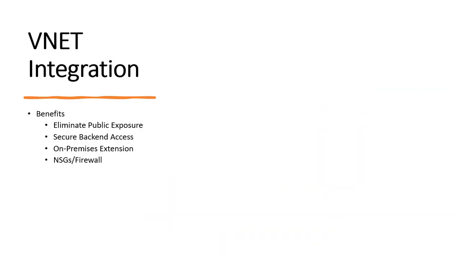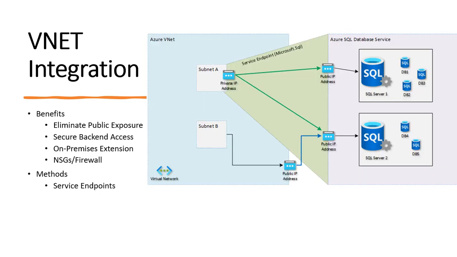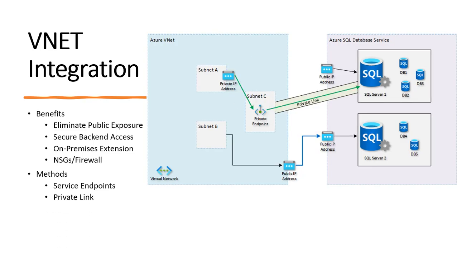Taking a look at the methods there, I talked about a few of them. Service endpoints don't give your service a private IP, but tell the service to trust the traffic from your VNet. Then you've got Private Link, private endpoint, where you're getting a private IP, and the PaaS service you choose, in this case SQL, gets a private IP address in your VNet via a network interface. So it brings your service fully into the VNet space.